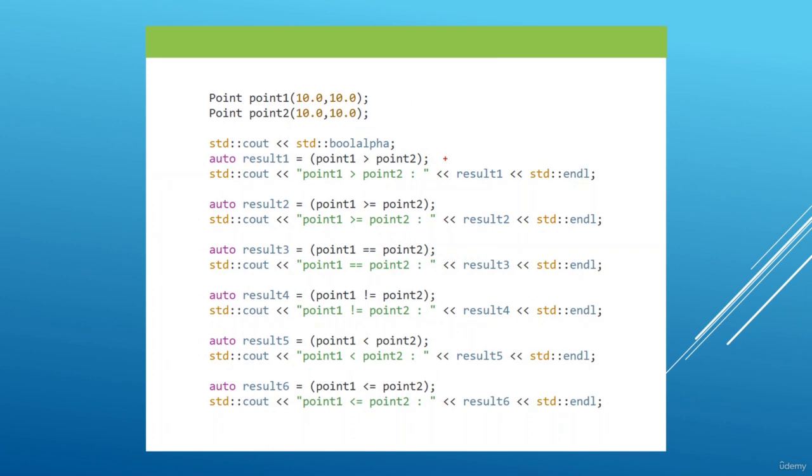Okay, once we have our operators in, we will be able to compare point objects. We can use the greater than operator, the greater than or equal operator, the equals operator, the not equals operator, the less than operator, and the less than or equals operator. All these things are going to work.